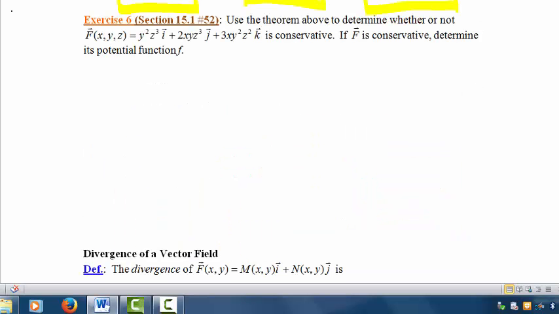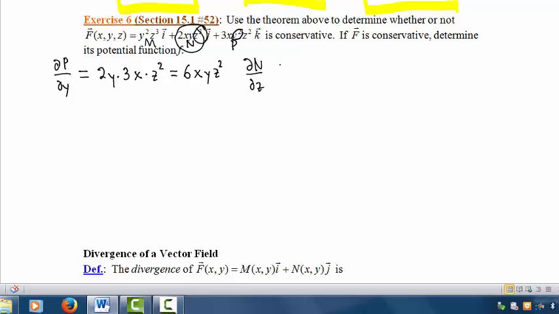We arrive at exercise 6. Partial of p with respect to y is equal to 2y times 3x times z squared. In other words, 6xyz squared. The partial of n with respect to z, 3z squared times 2xy, or 6xyz squared. So the partial of p with respect to y does equal the partial of n with respect to z.